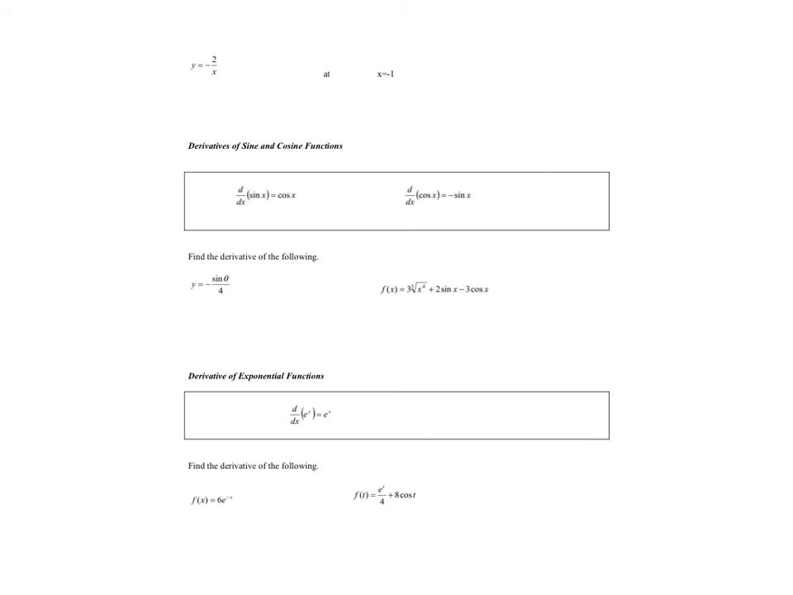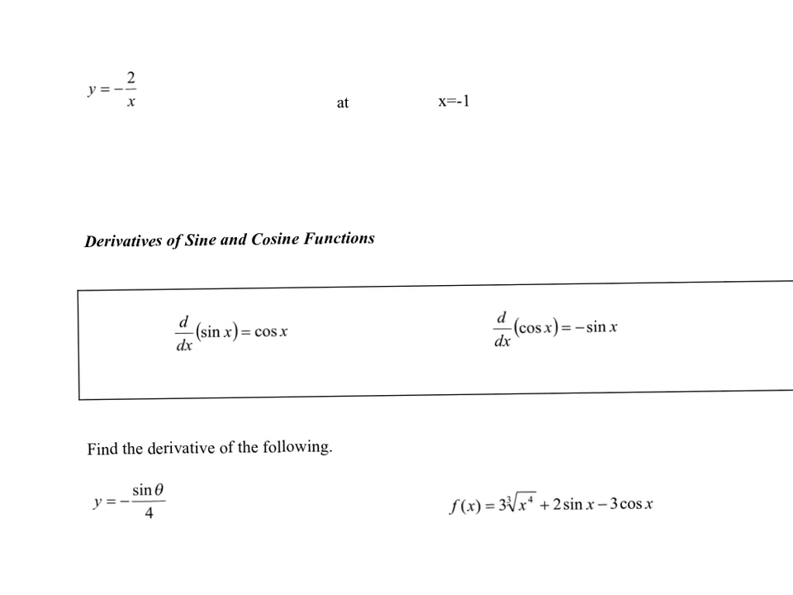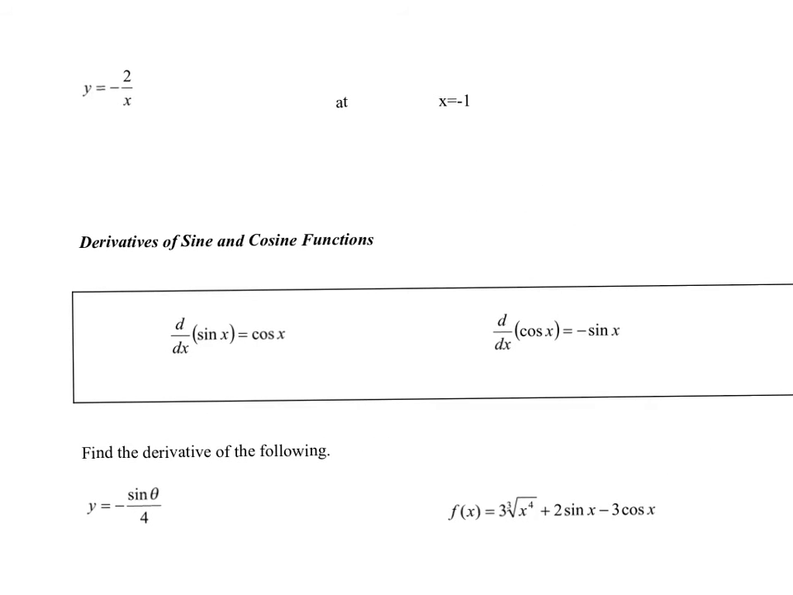All right, let's look at one more, a similar kind of problem. We have y equals 2 over x at x equals negative 1. This one's a pretty easy one to get the y value. You just plug in negative 1, so you get negative 2 over negative 1, which is just 2. So my point is (negative 1, 2).